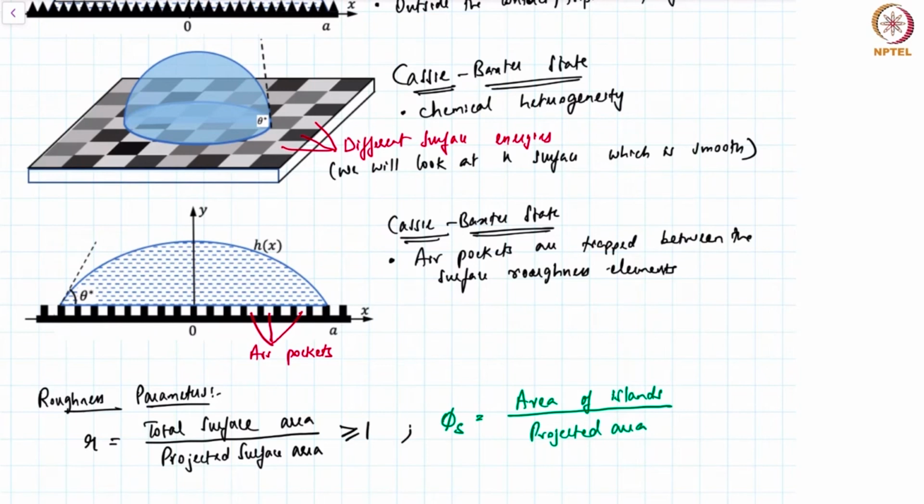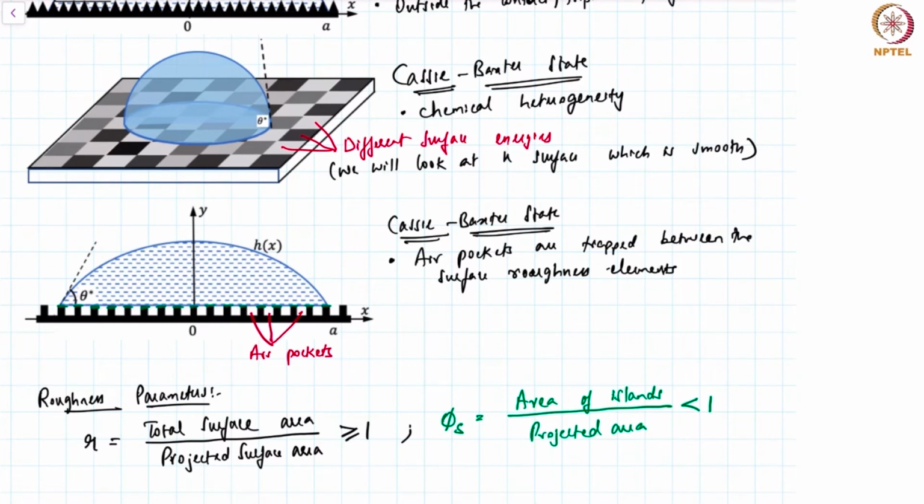So I'm really referring to these islands here. This is an island. I hope you can see this. I'm highlighting them with green. These are the little islands where the drop is making contact with the solid. In all the other places, it is supported on an air pocket, right? And clearly this quantity has to be less than 1. Now, if this quantity is exactly equal to 1, then you have a smooth surface, right?